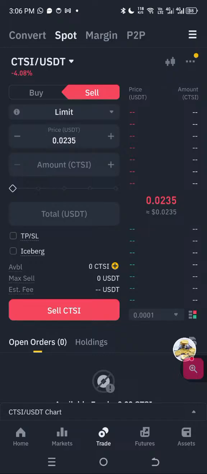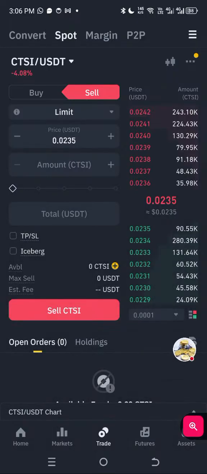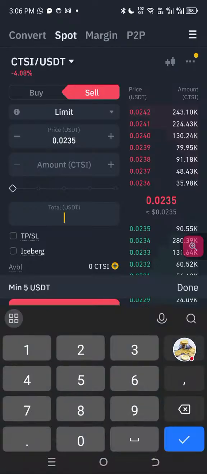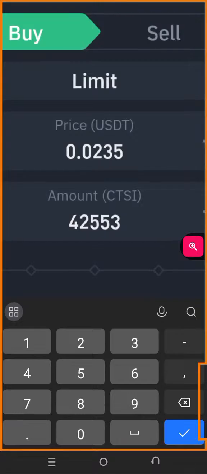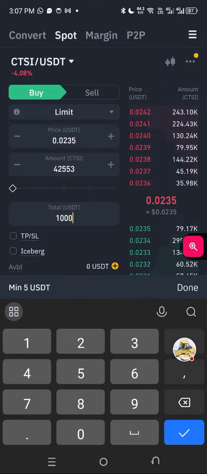Please, this is very important, right? This can make or break your trades, okay? So if you want to buy 100,000, let's even say I want to buy $1,000 worth of CTSI. Let's look at what it is going to cost me to buy $1,000 worth. So I'm going to put in $1,000 here, right? And you can see that it's already given me that I need to buy 42,553. So this is how you use the order book, please, guys.